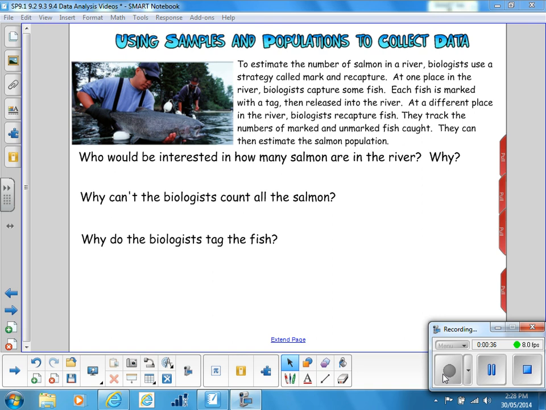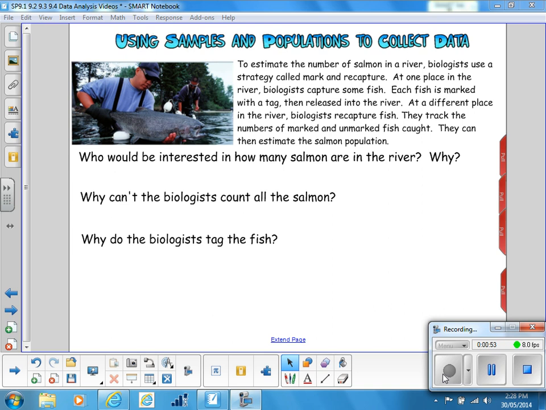Possibly fishermen, so that they know where it might be a good spot to go to catch the salmon. Possibly conservation officers. Are we overpopulated or underpopulated with salmon? Are they becoming endangered? Why can't the biologist count all the salmon?